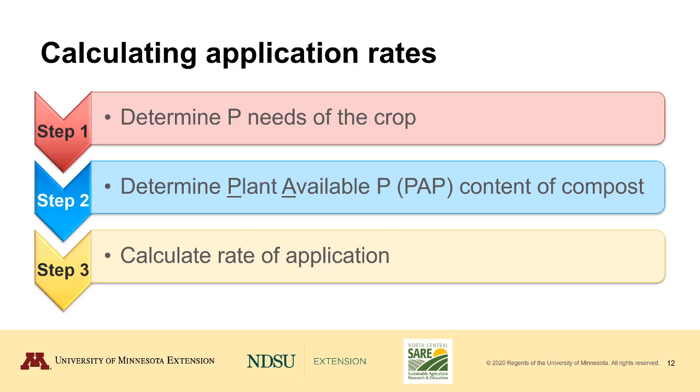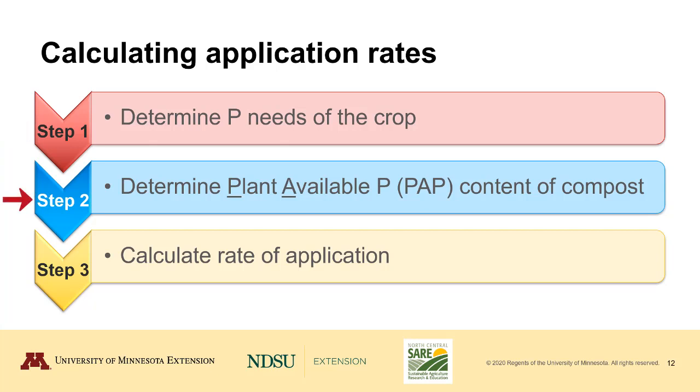So when we're calculating our application rates, let's go ahead and assume that you're going to apply the compost based on the phosphorus needs of the crop instead of the nitrogen needs. So we'll go through 3 steps. First, you need to determine how much phosphorus will be needed by your crop. With this, you'll need to know what crop you are growing, what yield you expect to get from that crop, and from there you can determine how much phosphorus you might need to apply.